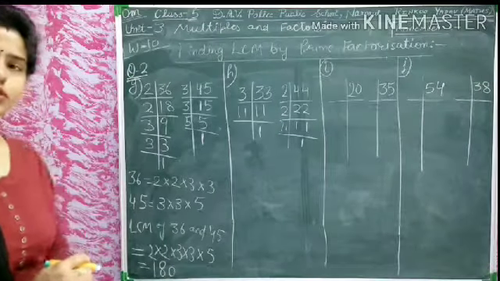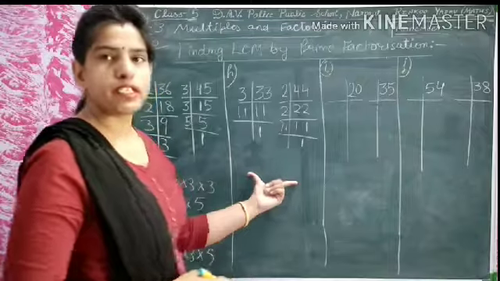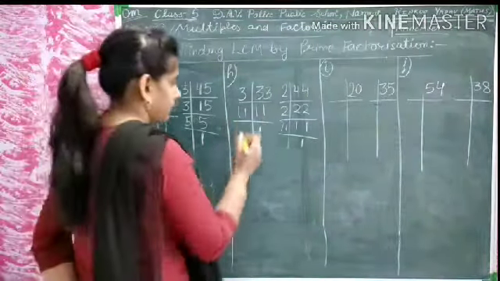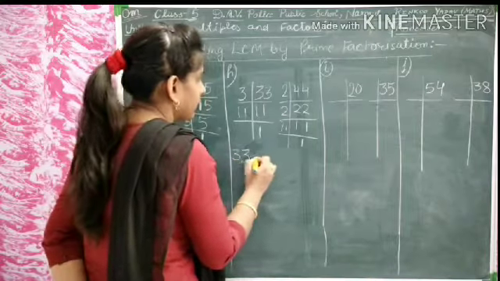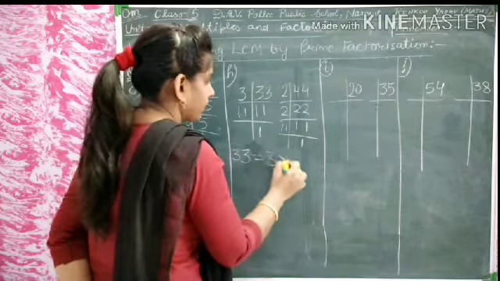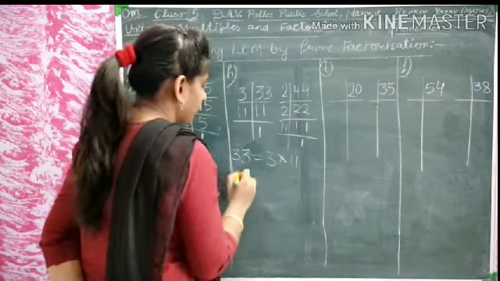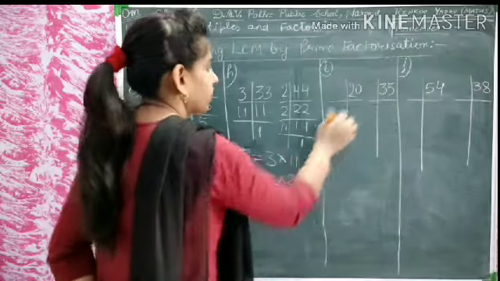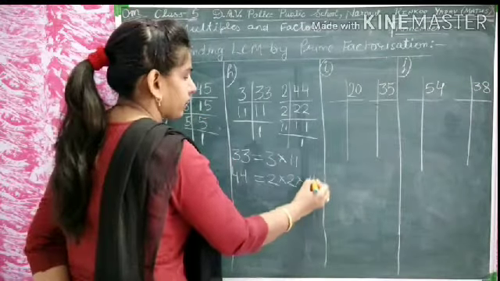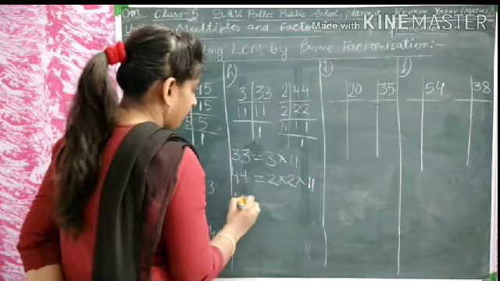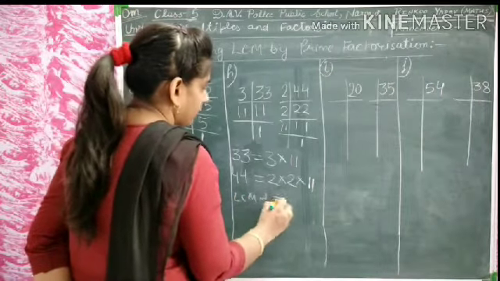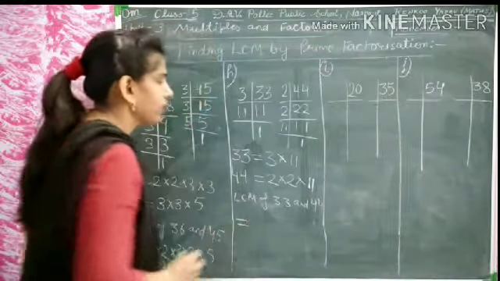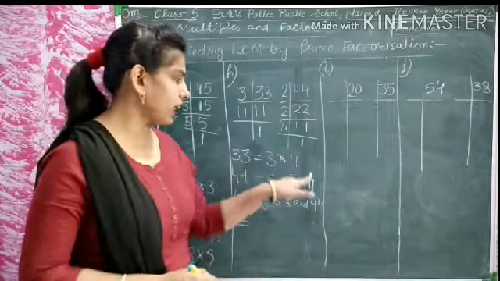Is this clear, students? Now we will go to this part. Check the prime factorization first and then find the LCM. Let's see. 33 is equal to 3 into 11. Now 44 is equal to 2 into 2 into 11. Now we will check how many times the factors occur. So the LCM of 33 and 44 is equal to, first there are 2, 3 and 11 as the factors.